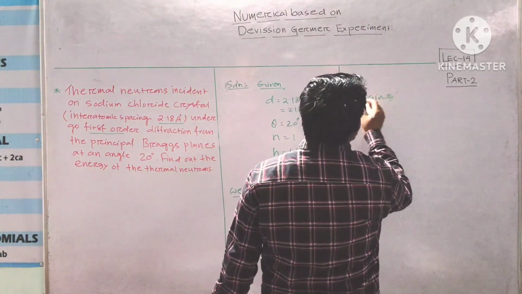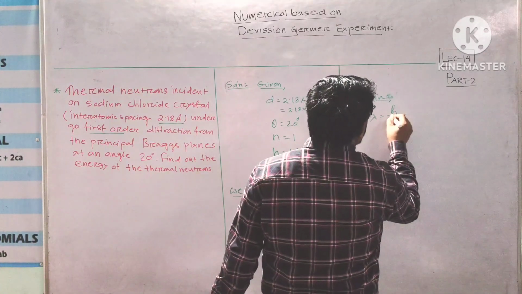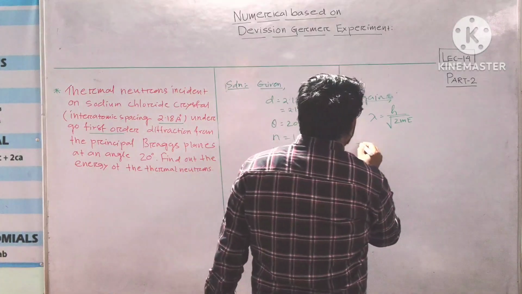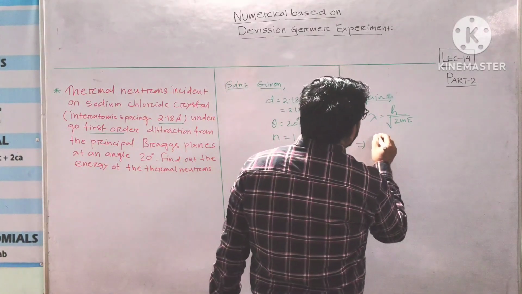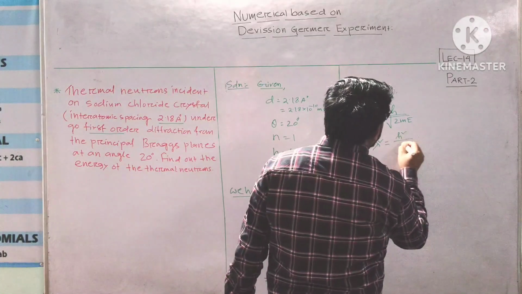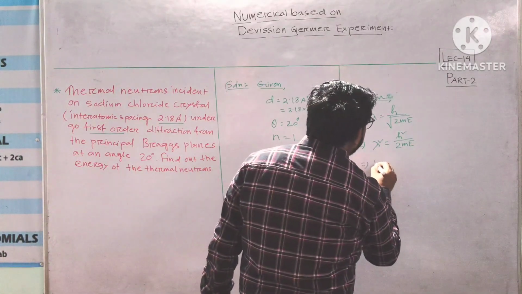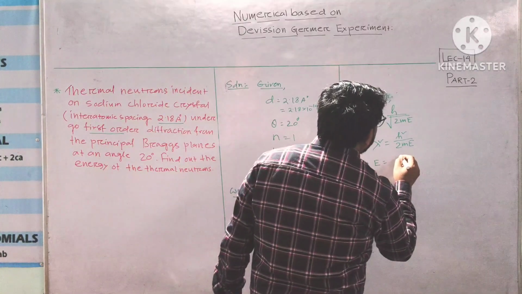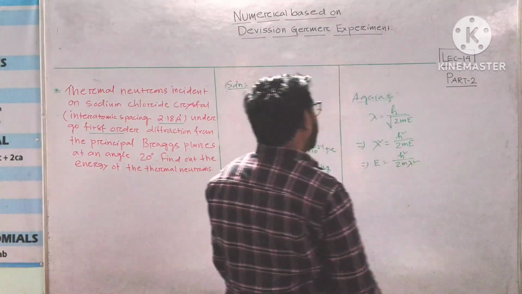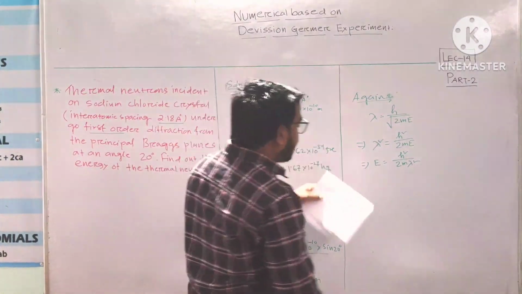Again, lambda equal h by under root of 2mE. Both sides squaring, lambda square equal h square divided by 2mE. After cross multiplication, we can write E equal h square divided by 2m lambda square. Now we are going to put all the values in this equation.